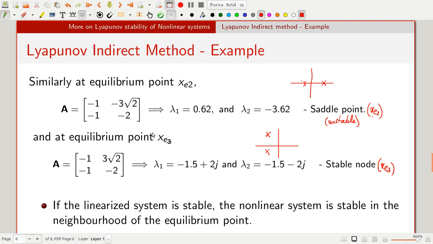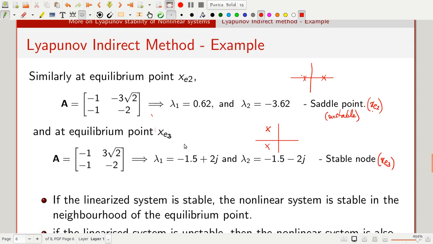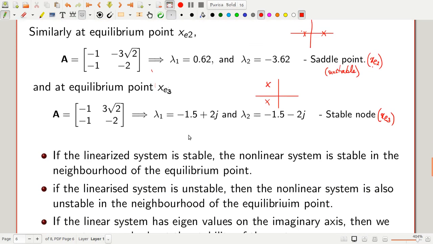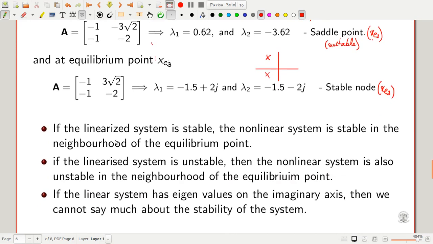Okay, now if you go to the equilibrium point xc3, we can see that the linearized system is stable at the equilibrium point xc3. Then we can say that the nonlinear system is also stable in the neighborhood of xc3. That means very near to xc3, the nonlinear system is stable. So this is the conclusion of the indirect method of stability. Okay, so this is how we analyze the stability here, and these are the conclusions.